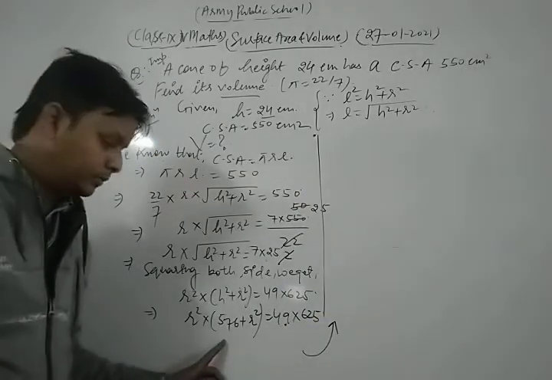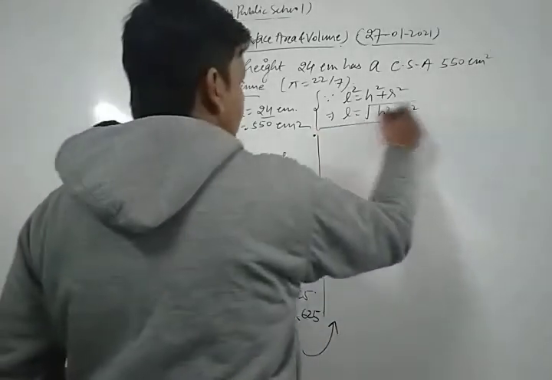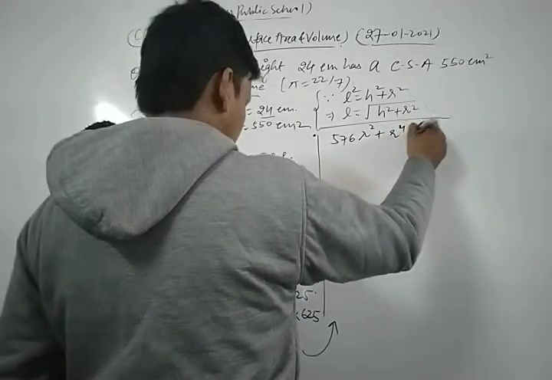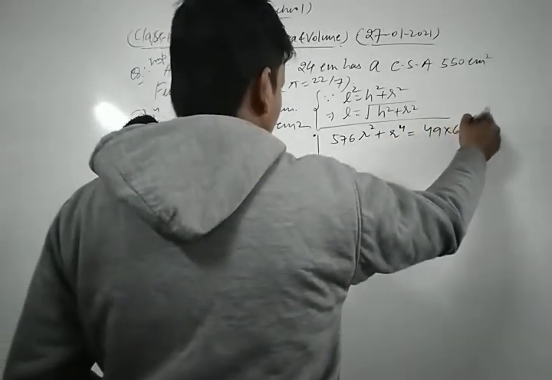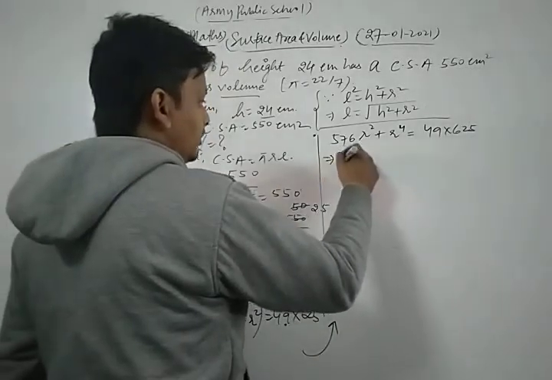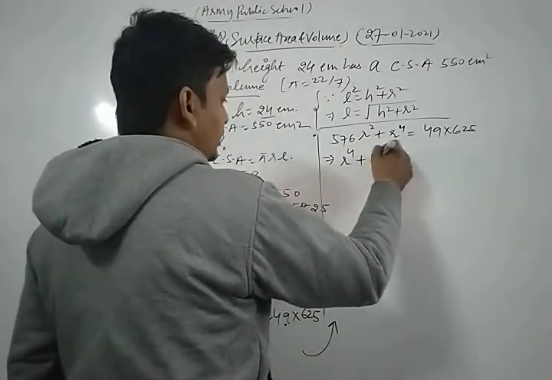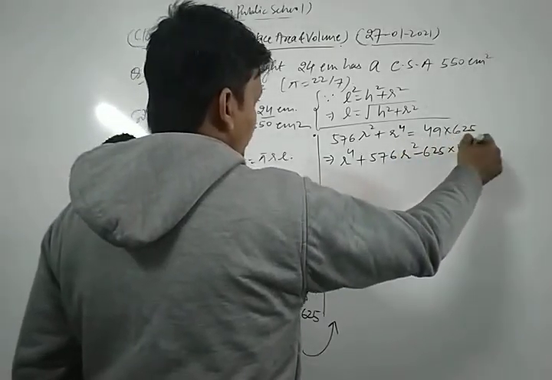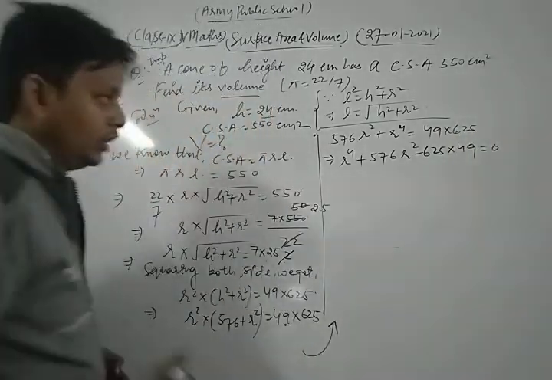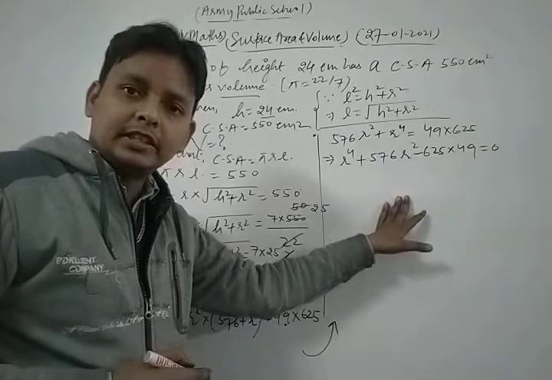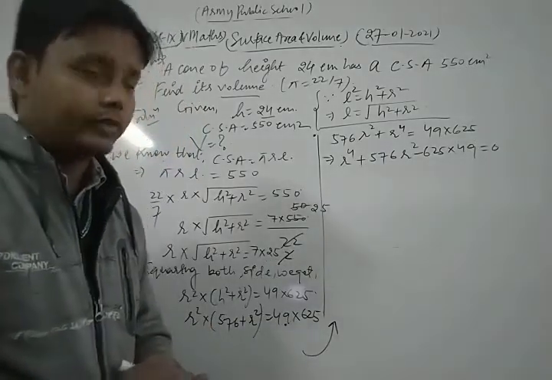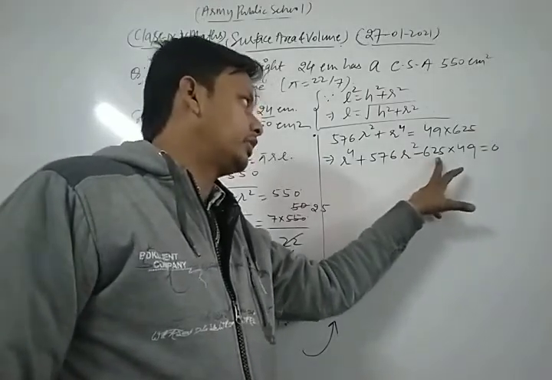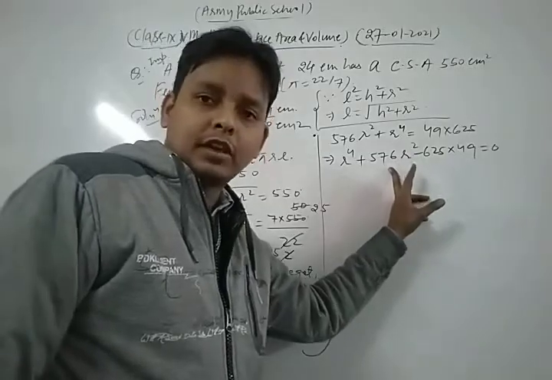Now we multiply r square in both the terms, so we get 576 r square plus r power 4 is equal to 49 into 625. Now we transfer that side, so we get r power 4 plus 576 r square minus 625 into 49 is equal to 0. Now this one we simplify by the concept of splitting the middle term. Let's see here, the difference between 625 and 49 is just 576.